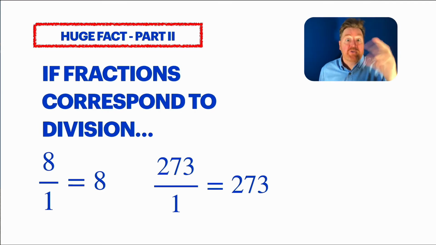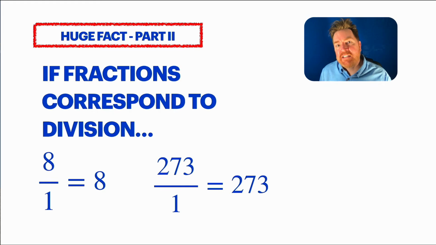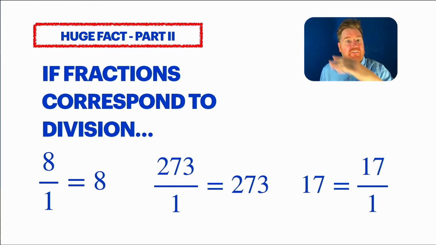Well, it goes the other way too. If you take a number like 17, that's got to be 17 over 1 in fraction form. So that's going to turn out to be pretty helpful to us moving forward. So just keep that in your back pocket for a little while.